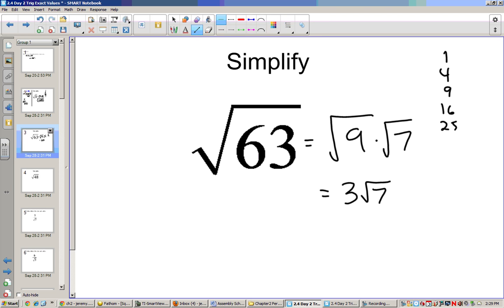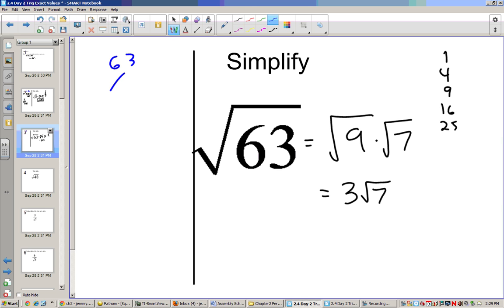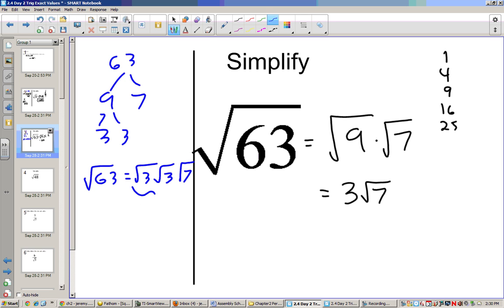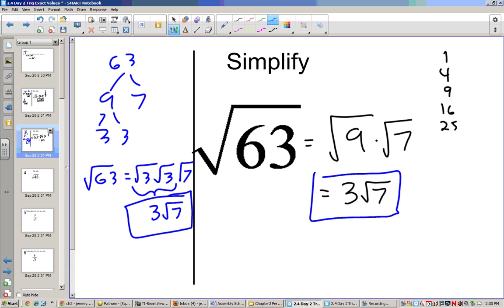If I want to use my method 2, 63 we can divide into 9 and 7. 9 I can get to 3 and 3. So root 63 is equal to the square root of 3 times the square root of 3 times the square root of 7. Square root of 3 times the square root of 3 is square root of 9, which is 3. And then we can get 3 times the square root of 7. Notice we get the same answer either way we do it.